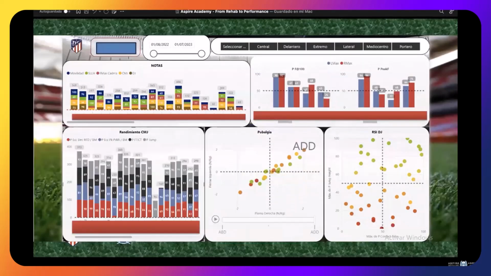This would be an example of our dashboard. So we can see in a quick glance all our players. We have mobility, motor control, strength, power, velocity, all the information at a quick glance. And then from here, we could go player by player or variable by variable and see the evolution of each of them.